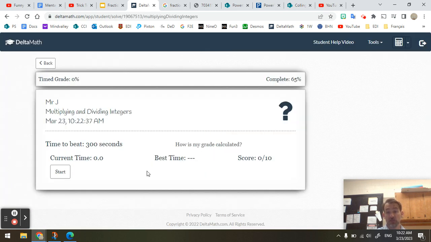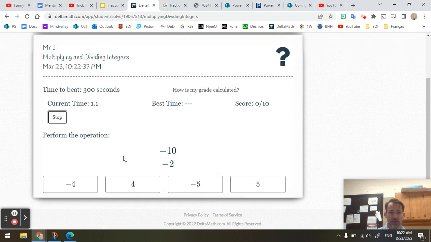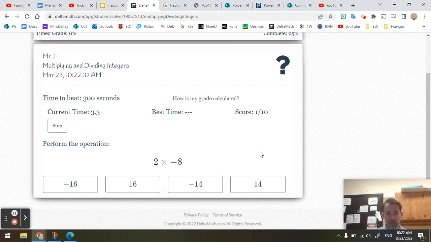Multiplying and dividing integers. This one, it's very important to remember negative times a negative is a positive. Just count the negatives. If it's even, then the answer will be positive. If it's odd, like one negative times one positive, then the answer will be negative, and so on. So here, this is positive 5 because the negatives cancel away. This is negative 16, so there's one negative.